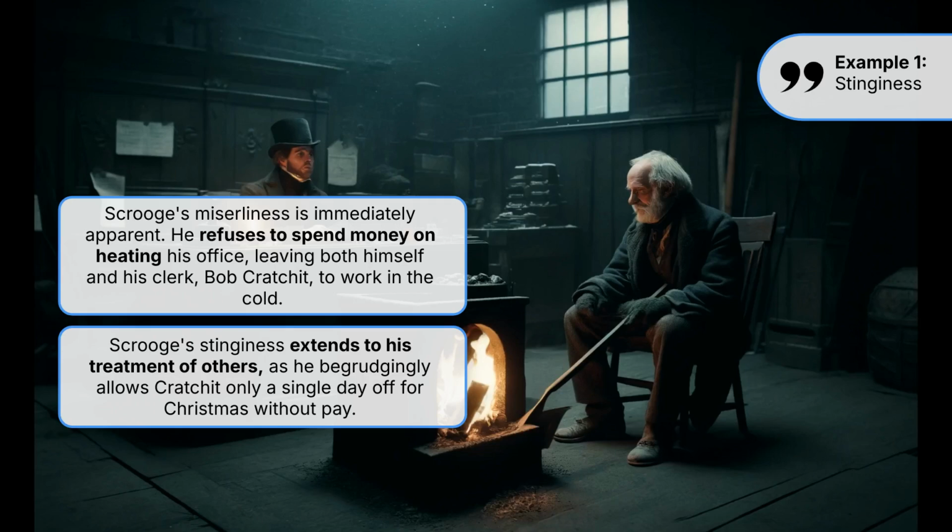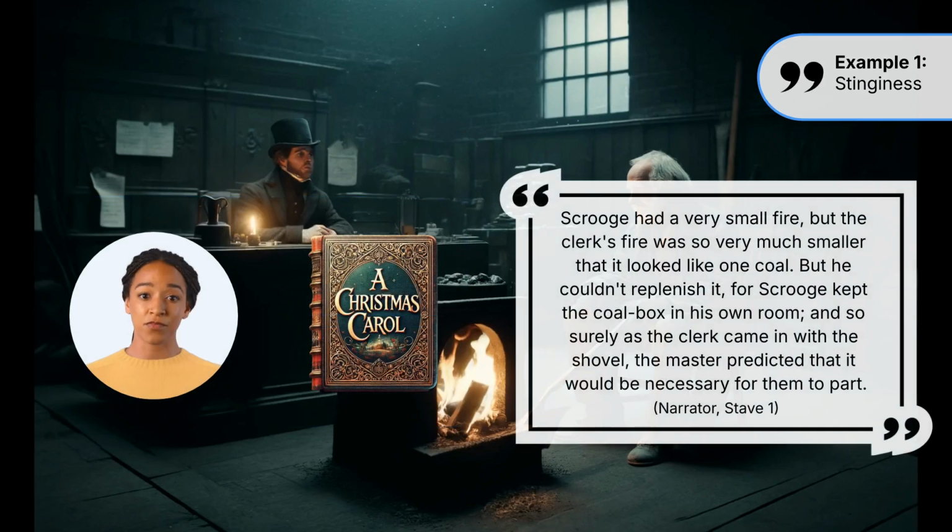The narrator describes the fact that Scrooge had a very small fire, but the clerk's fire was so very much smaller that it looked like one coal. But he couldn't replenish it, for Scrooge kept the coal box in his own room, and so surely as the clerk came in with the shovel, the master predicted that it would be necessary for them to part.